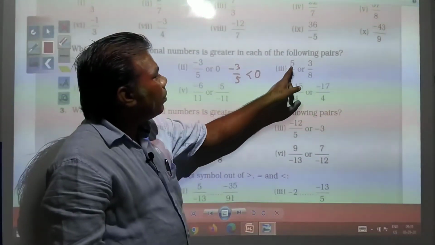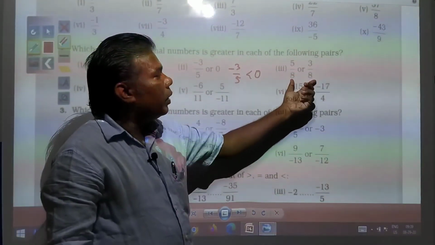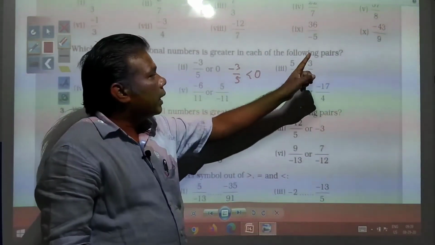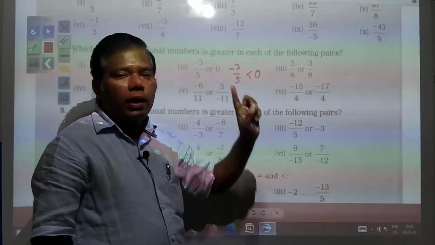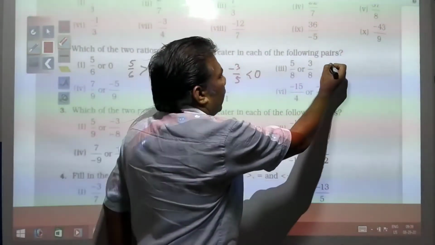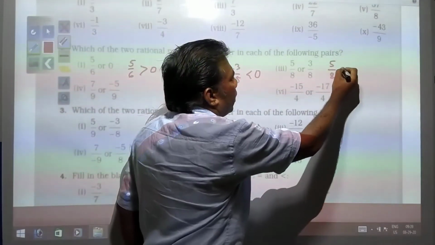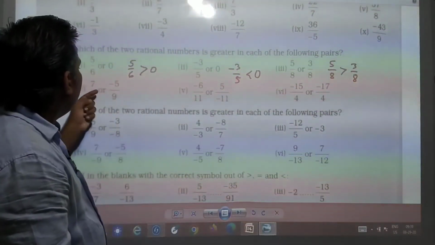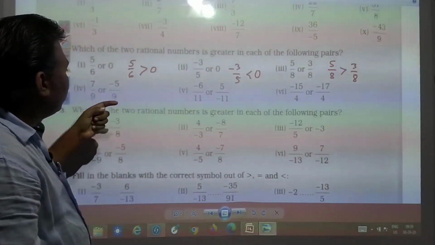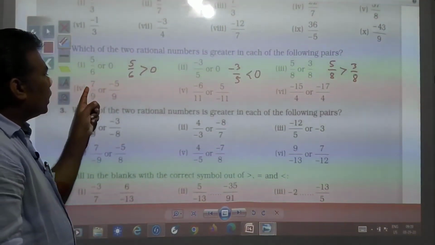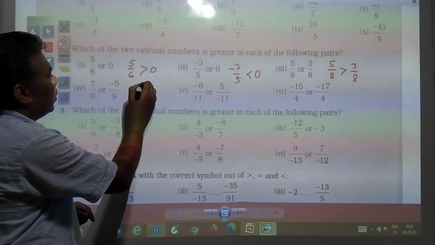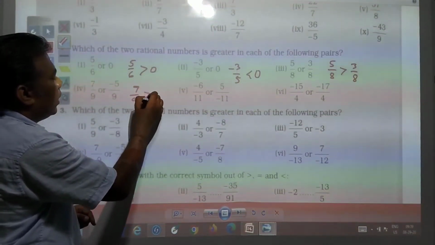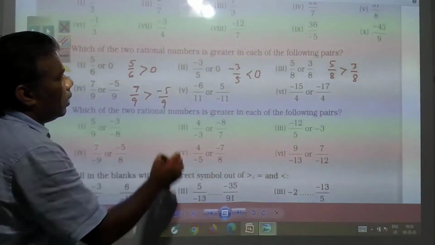Here you see 5 by 8 or 3 by 8. If denominators are equal, then the greater numerator will be the greater number. So here 5 by 8 is greater than 3 by 8. Then 7 by 9 and minus 5 by 9. Obviously the positive number will be greater. So 7 by 9 will be greater than minus 5 by 9.